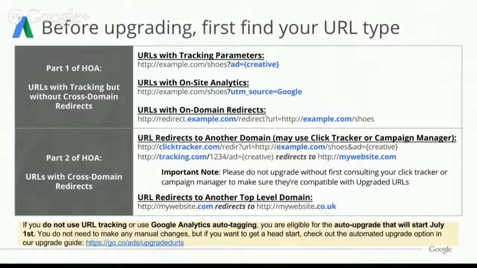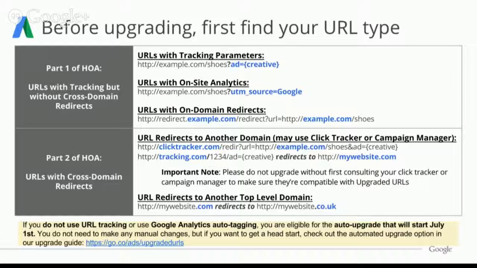As you see in this example, we're using the creative parameter to track the ad that triggered the click. This type also includes URLs that are using manually added on-site analytics tagging. Here we have an example of a UTM source tag. It also includes URLs that are using on-domain redirects. What we mean by on-domain redirects is that the user is taken to a landing page on one domain and then redirected to another page on the same domain. So the domain remains the same. So these are the URLs that use tracking but no cross-domain redirects.